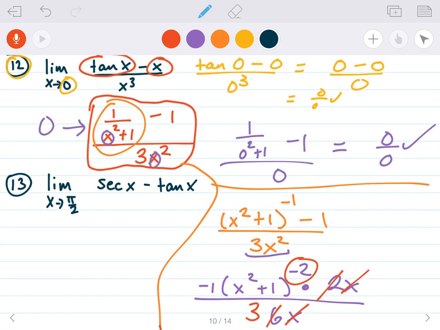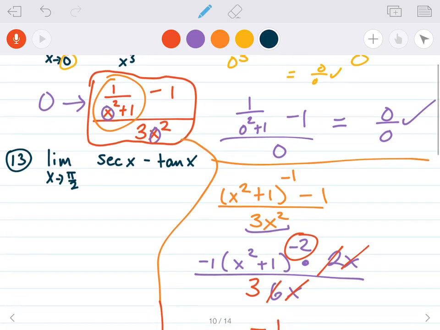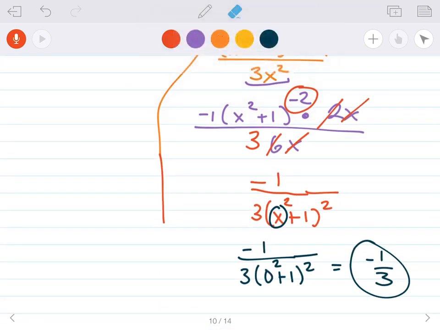All right. Now let's go ahead and do the next one. We have secant minus tan. Let's go ahead and get rid of this.